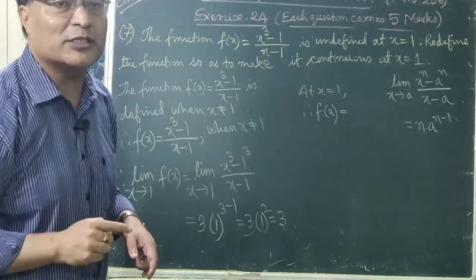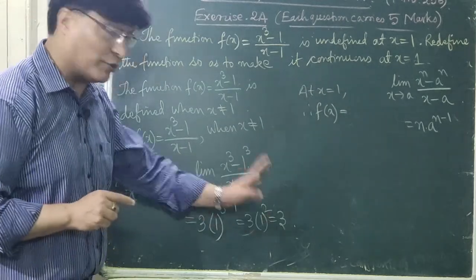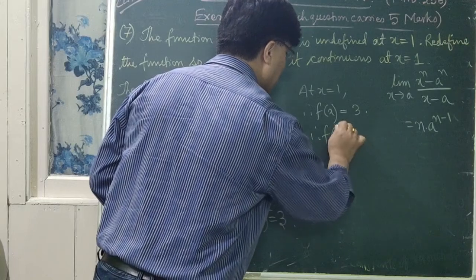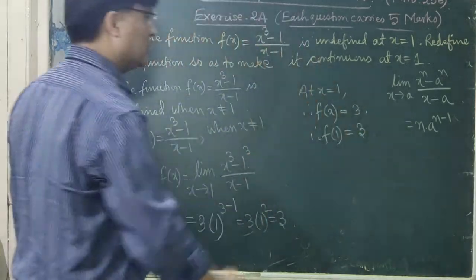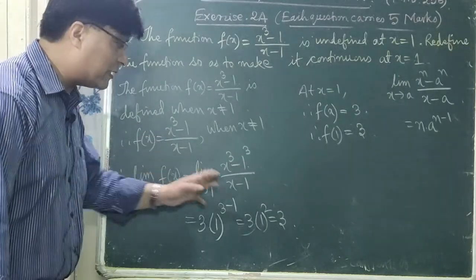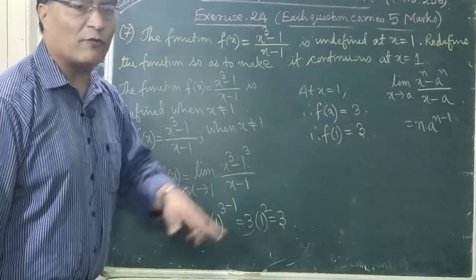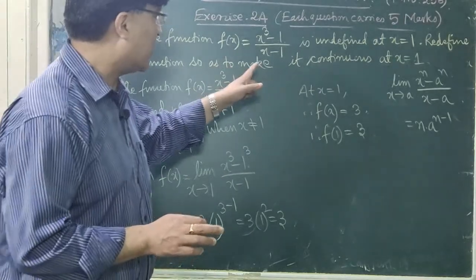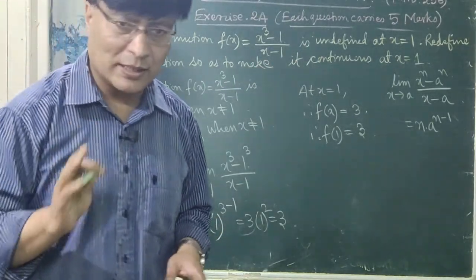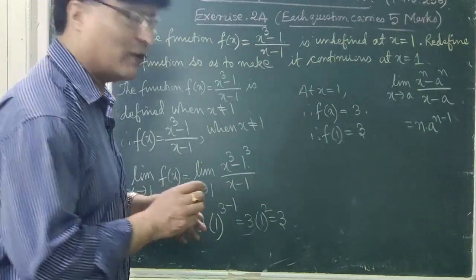All these three must be equal, which is equal to 3. So f of x should be equal to 3. That means f of 1 is equal to 3. Is that clear? Since the right hand limit and the left hand limit are equal to 3, f of 1 should be equal to 3, so that the function f of x is continuous at x equal to 1. So you have to redefine the function.